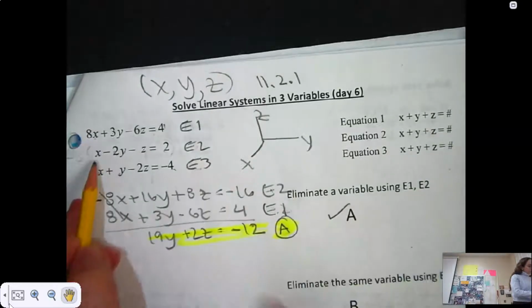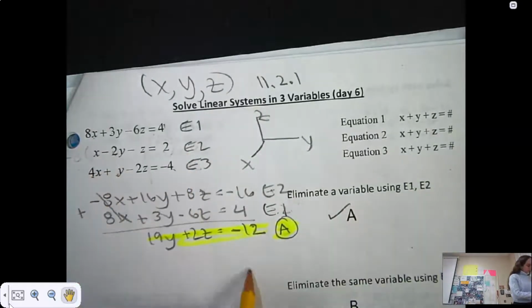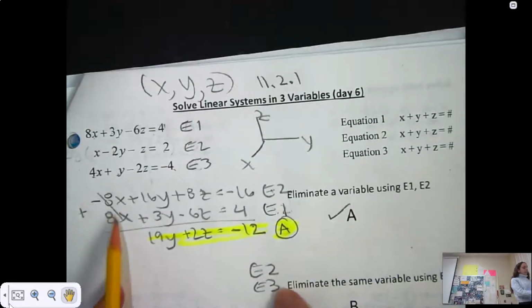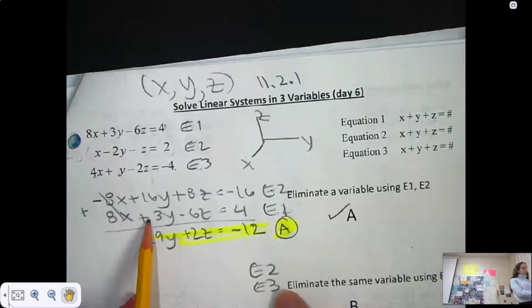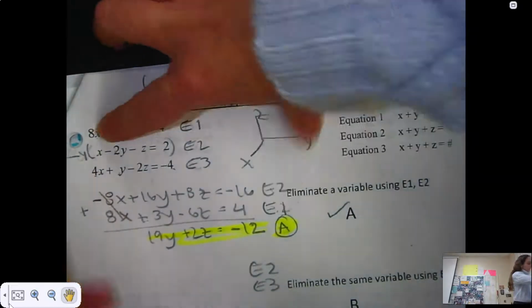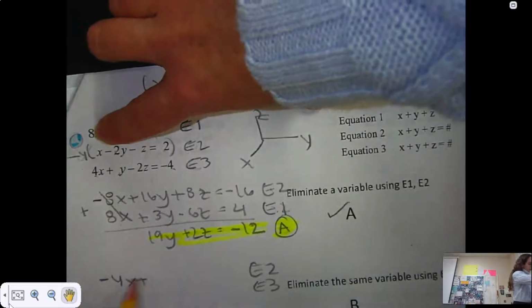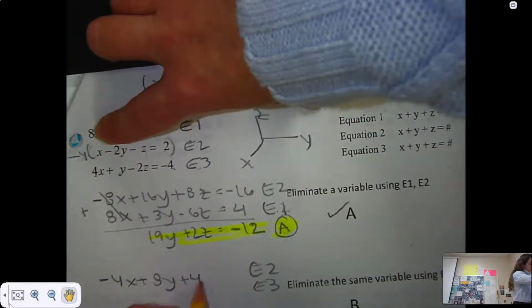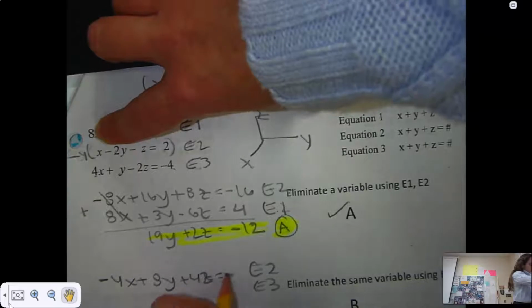So I'll write that, E2 and E3. If I eliminated the X here, I have to eliminate the X here. So I'm going to multiply this by negative 4. That would be negative 4x plus 8y plus 4z equals negative 8.